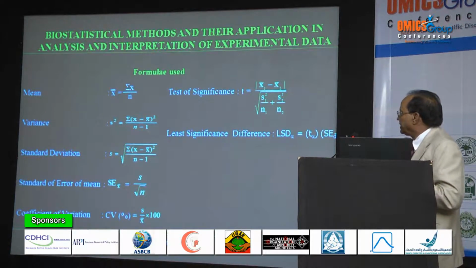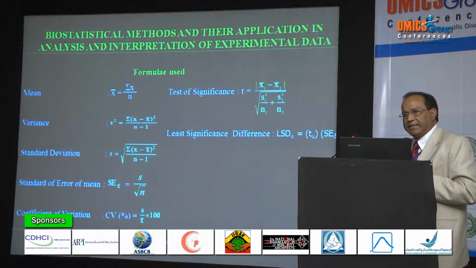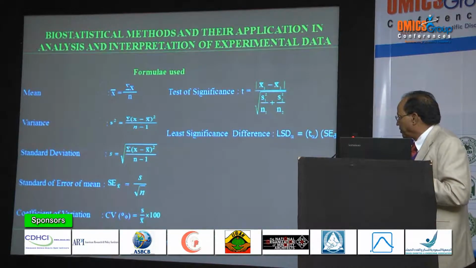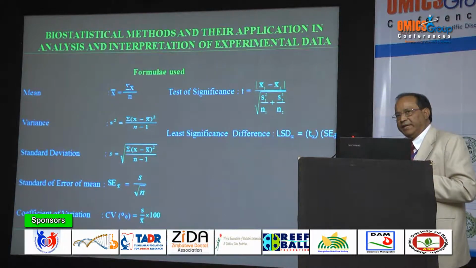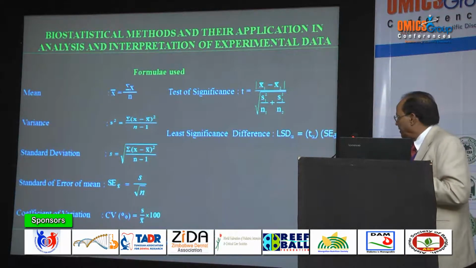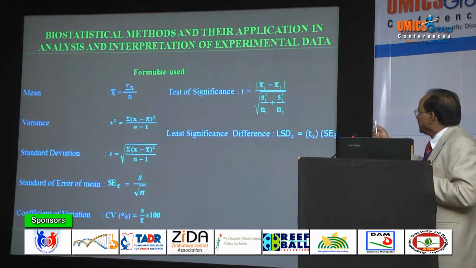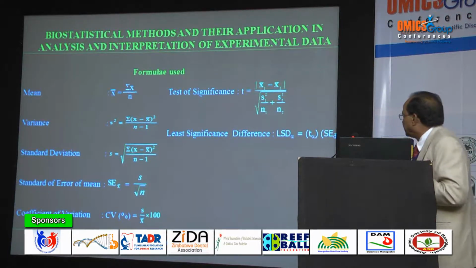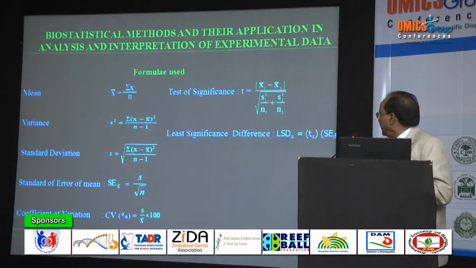The standard deviation is the square root of the variance. Then we come to the standard error of the mean, the standard deviation over the square root of n. Then the coefficient of variation, where somebody was talking about a very high coefficient of variation, which I am going to discuss right now. Then the test of significance, and then the last part, which is very, very important, where we compare the two treatments. That is the least significant difference at the alpha level.